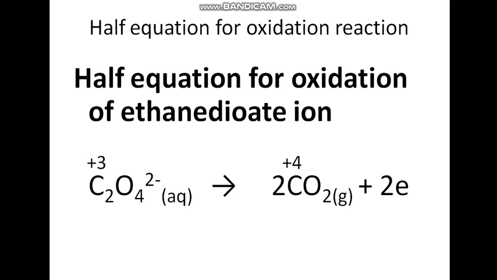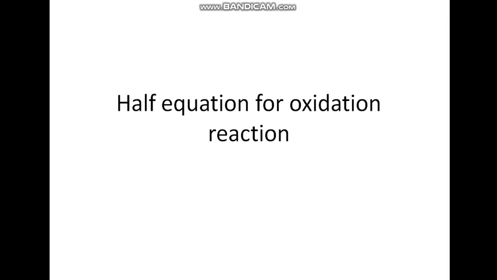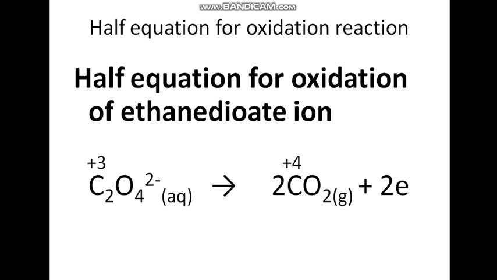To know the number of electrons that the C2O4 2- will lose during this reaction, use the number of carbon atoms in C2O4 2- ion, that is 2 atoms of carbon, to multiply plus 3 on the left hand side of the equation, and that gives plus 6. On the right hand side of the equation, use the 2 moles in front of CO2 to multiply plus 4, and that gives us plus 8. The difference between plus 6 and plus 8 is 2. Therefore, C2O4 2- will lose 2 electrons during the oxidation reaction.